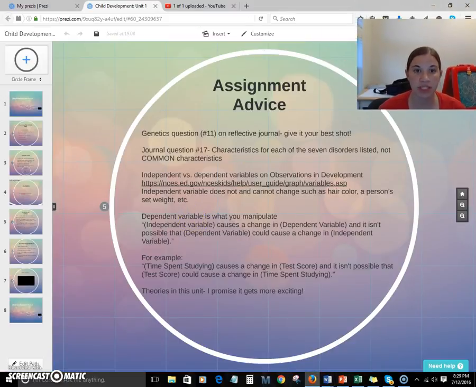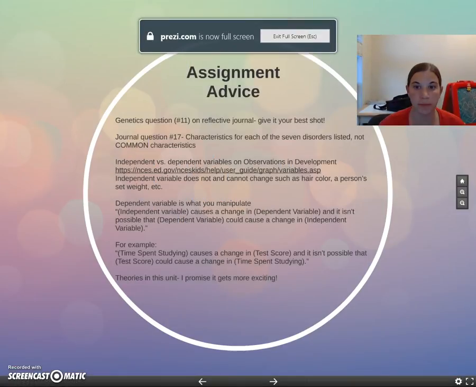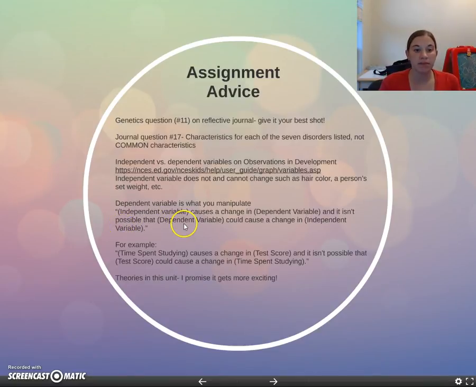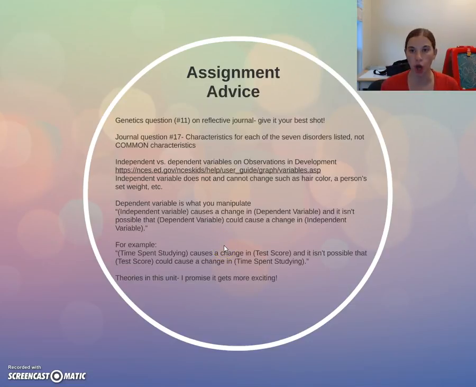Next, as I said, in the observations and development, I wanted to go over independent and dependent variables. An independent variable is what causes a change in the dependent variable. So the independent variable is what you manipulate in a scientific study. Here's a great example. The time spent studying for a test could cause a change in the test score. The hypothesis would be that you increase your time studying and then see an increase in your test score.